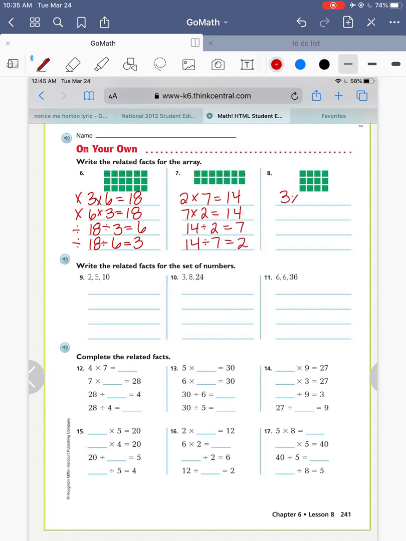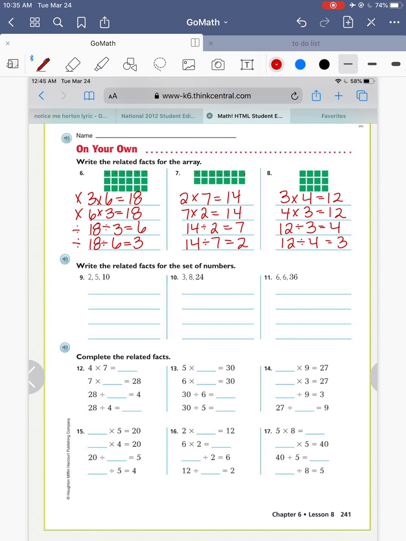Then you have 3 rows of 4, which is 12. Or 4 rows of 3, which is 12. Or 12 divided by 3 is 4. And 12 divided by 4, which would be 3. Now here they didn't draw an array for you. So you need to just put these into the different facts.